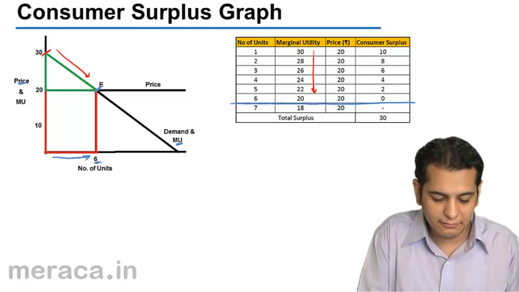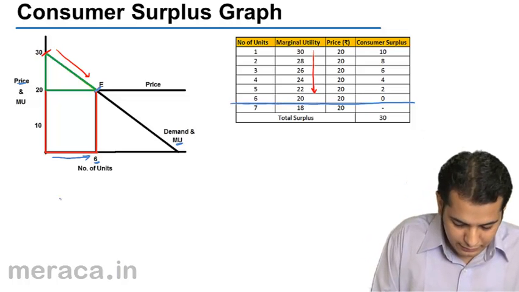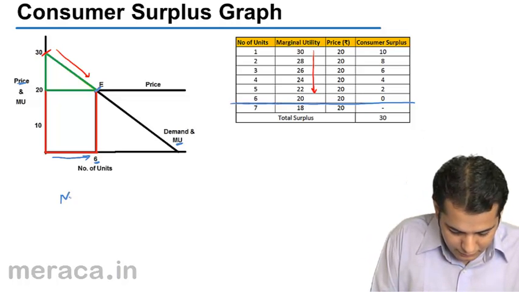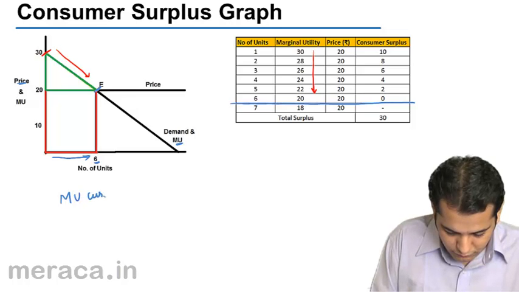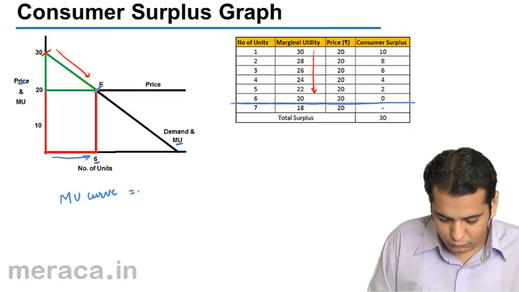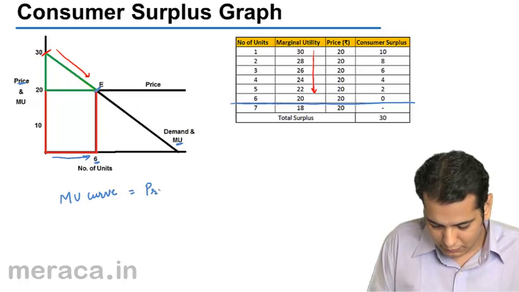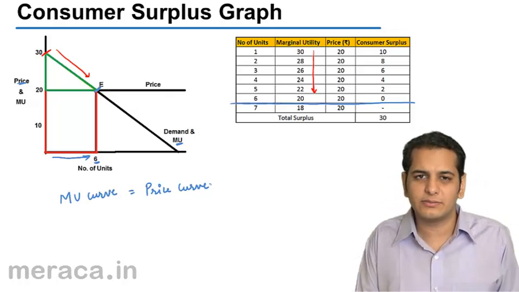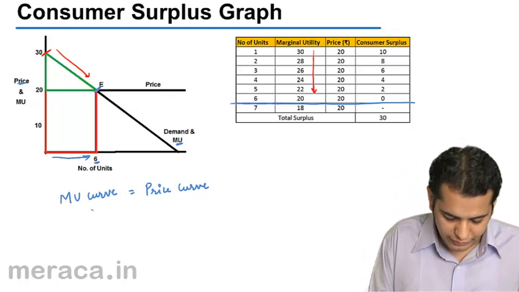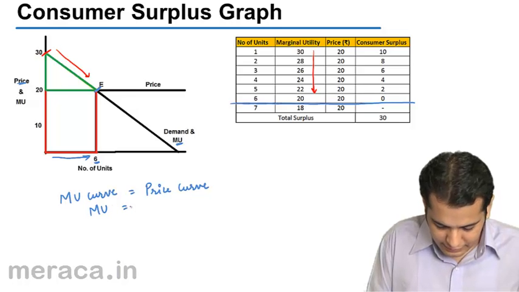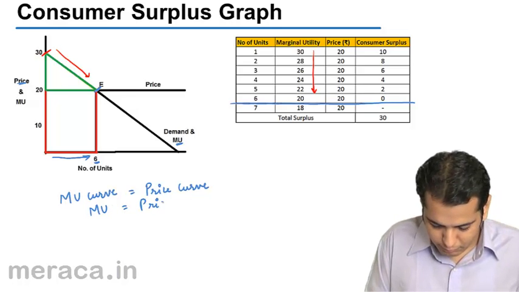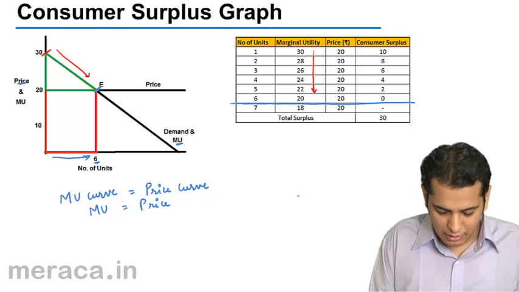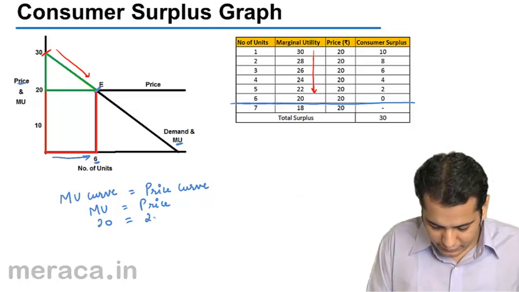because at that level the MU curve equals the price curve. This is where the MU curve intersects the price curve, or in short I can say MU equals to price at this level, and both are 20.